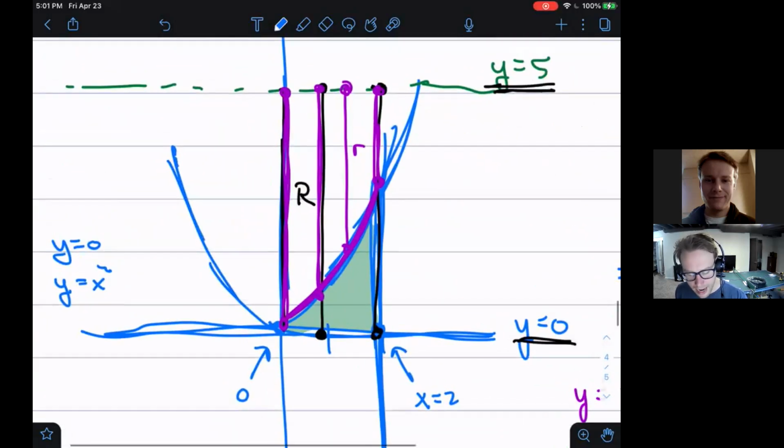So here maybe is x equals 0 on the far left. Is our inner radius, right? This purple line right here, does it have length 5? Well, yeah, because it's going from 0 all the way up to height 5. And so the length of that would be 5.